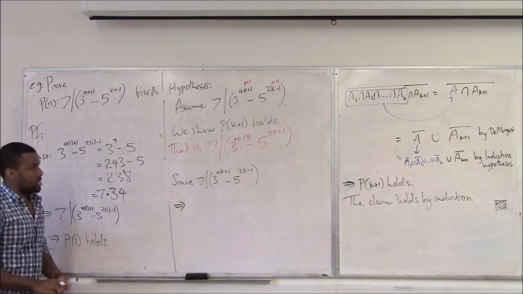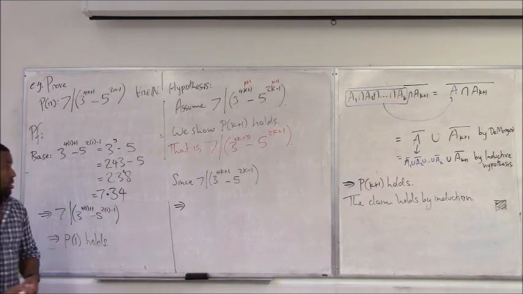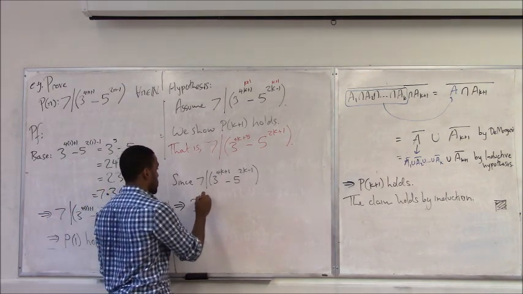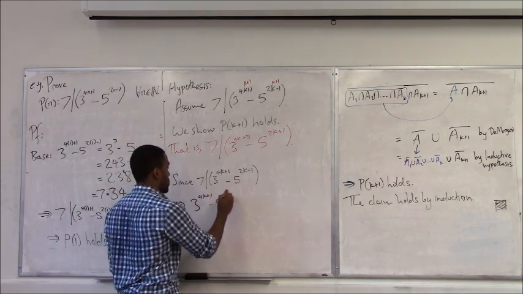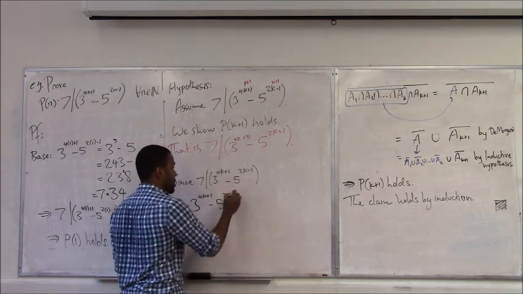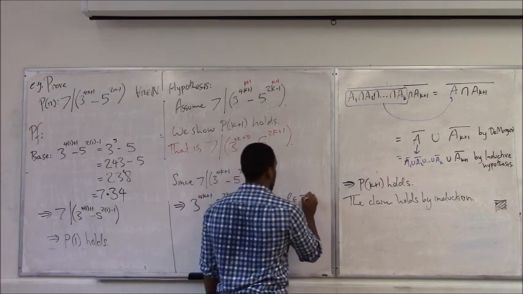That notation itself is kind of tricky to deal with, so what would we do here? Can we say that since 7 divides it, 3 to the 4k plus 1 minus 5 to the 2k minus 1 is equal to 7 times, let's say, the number L. 7 times some integer. Right, so let's say 7L, where L is an integer.